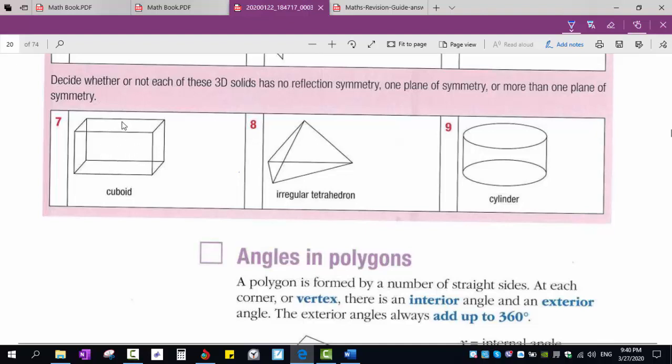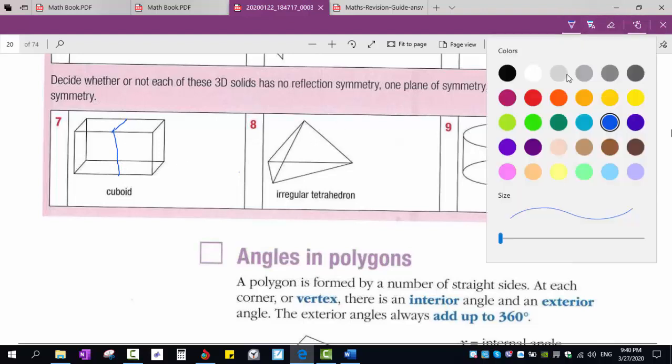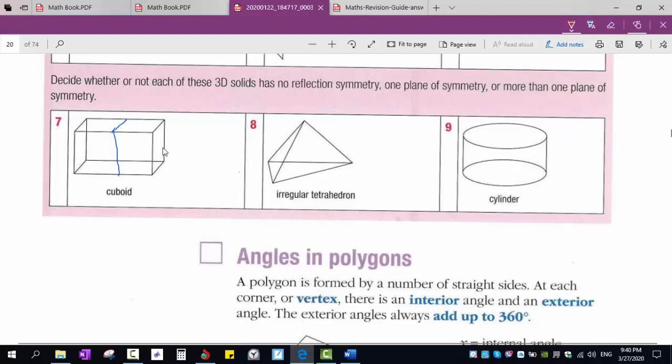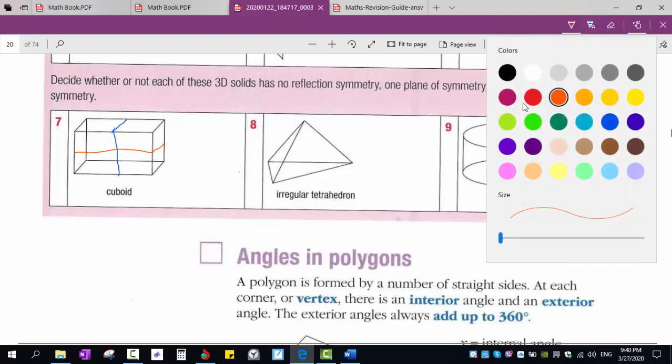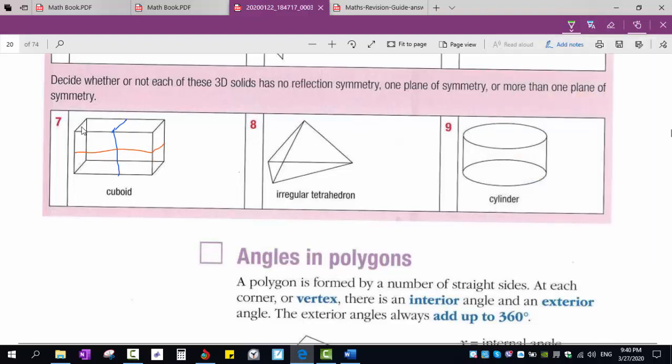This cuboid could be cut into 2 equal parts like this. So this is one plane of symmetry. It could be cut into 2 equal parts in this way. So 2 planes of symmetry, and it could be cut into 2 equal parts in this way. Then this cuboid has 3 planes of symmetry, but according to this question, we can just say it has more than one plane of symmetry.